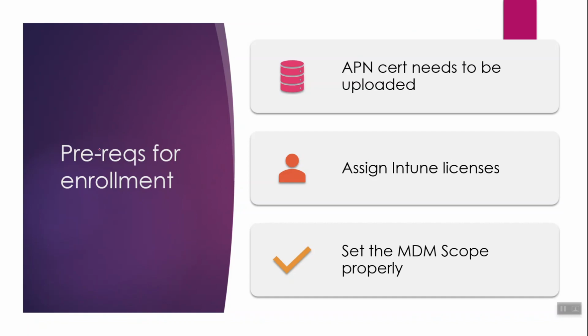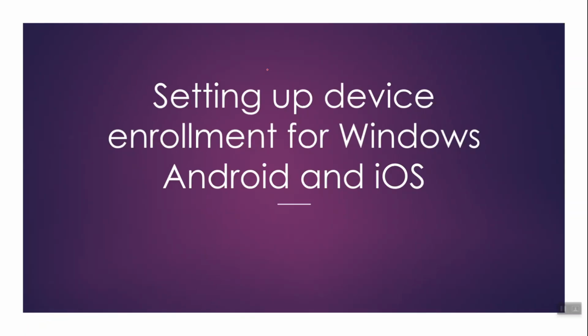So from a user's point of view, we need to make sure that the user has an EMS E3 or E5 license, or an Intune license if he is not going to make use of Azure functionality. The admin has to make sure that the license is present. The admin has to make sure that the MDM scope is set accordingly so that the user is able to enroll his device. And in case of iOS, the admin has to make sure that the APN cert has been downloaded from identity.apple.com and it has been uploaded over here, and that channel or that sync is established.